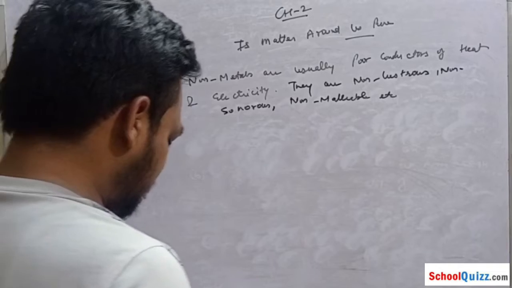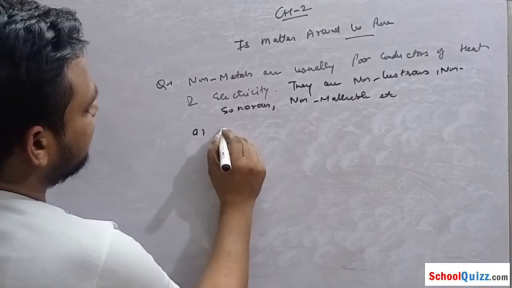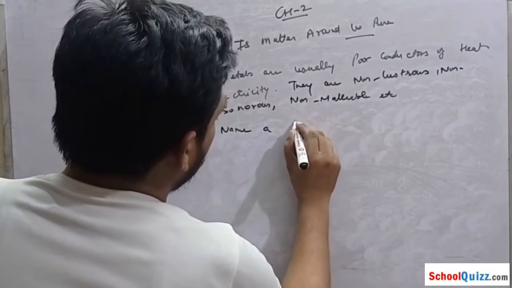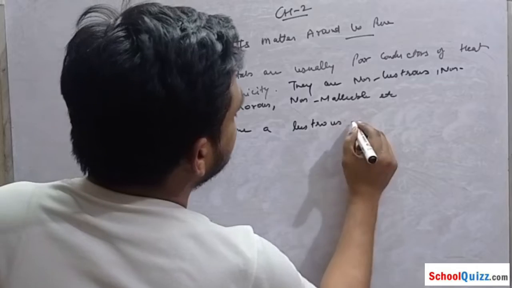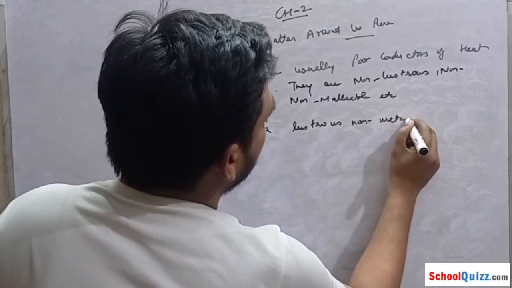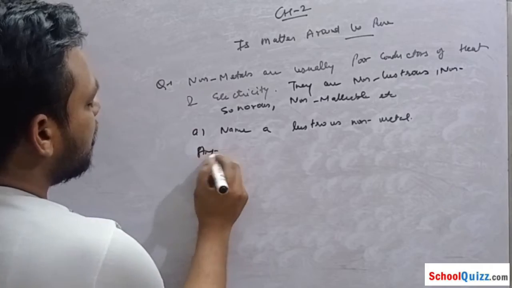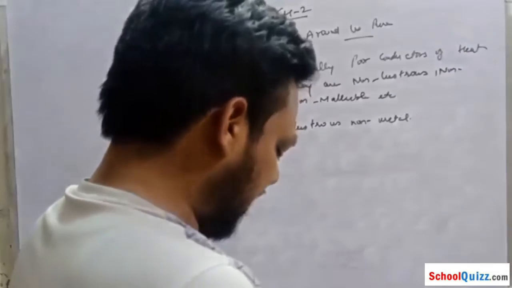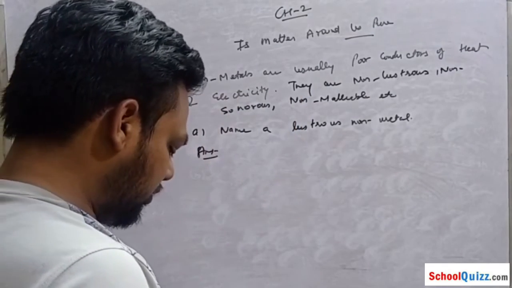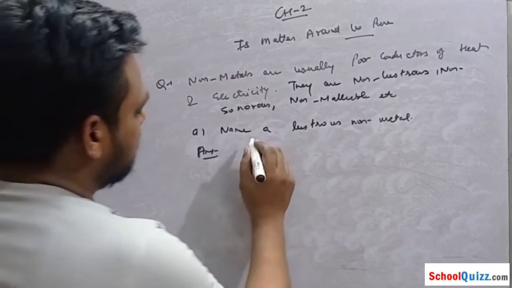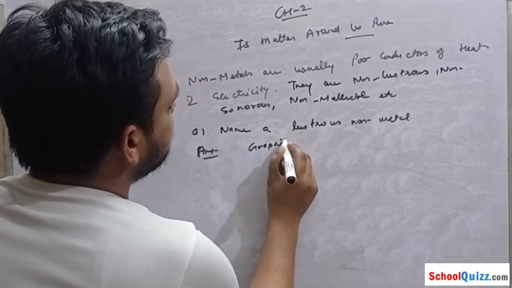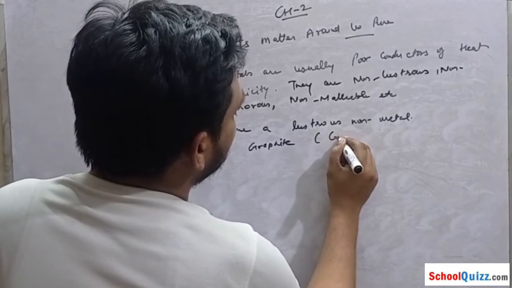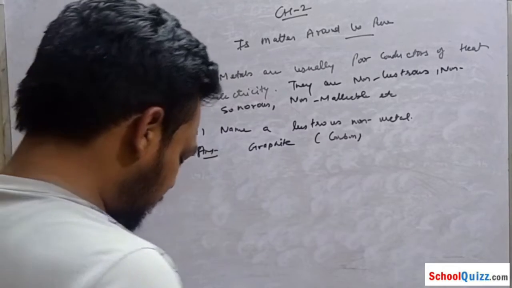First one: name a lustrous non-metal. We have to tell the name of a non-metal which is lustrous, as it is an exception. It is graphite, an allotrope of carbon.